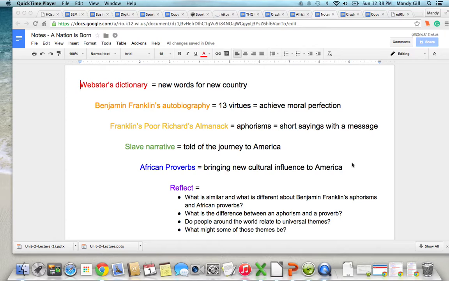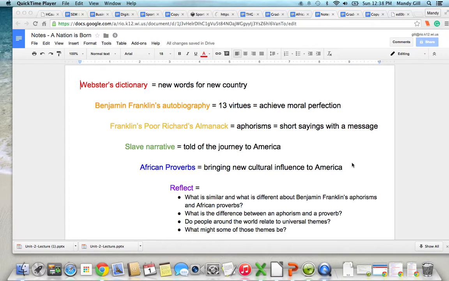And in there, he had aphorisms, which are also known as just short sayings with a message. We kind of dug into those and determined what the meaning of some of those were. And we picked out our favorite motto in life, not necessarily one of Ben Franklin's, but our own.